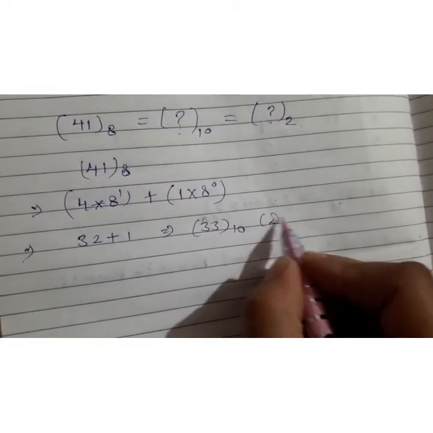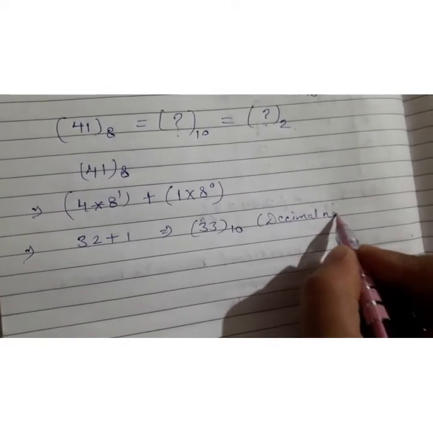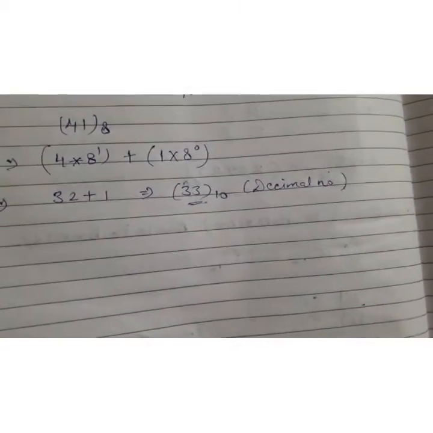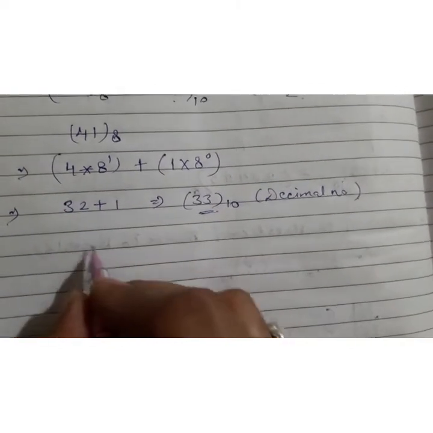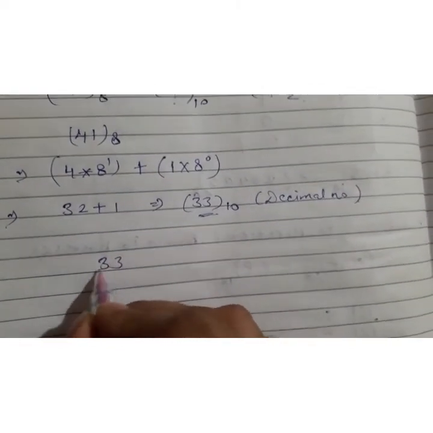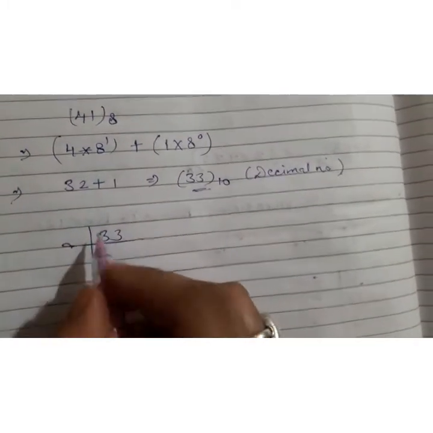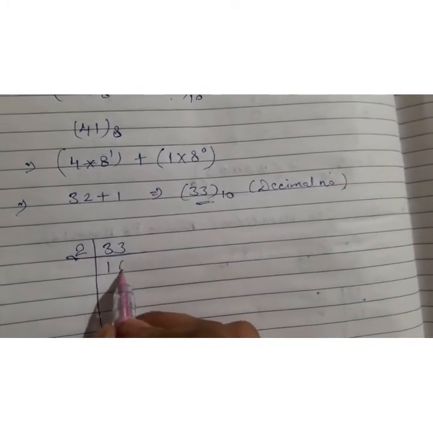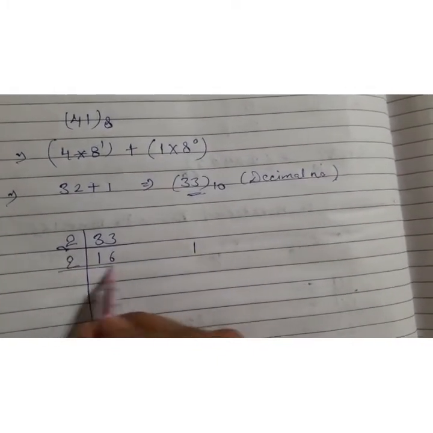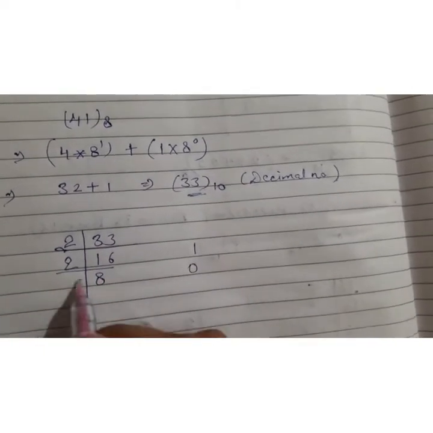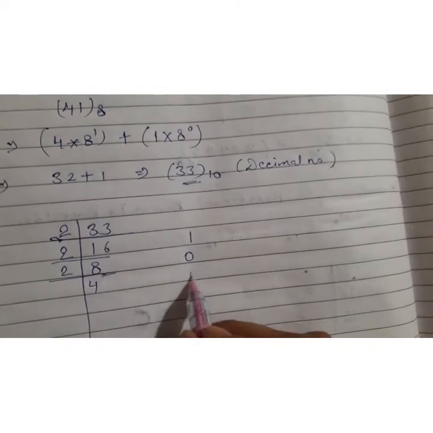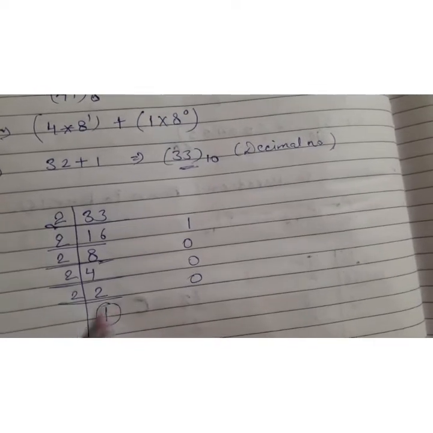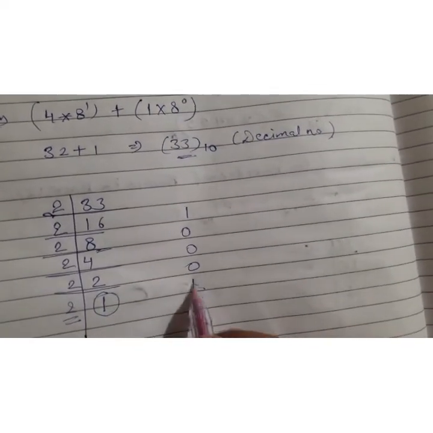In base 10, we now have a decimal number. Now we need to convert this decimal into binary. So for decimal to binary conversion, we take 33 and divide it by 2 and concentrate our mind on the remainders. 2 into 16, remainder 1. 2 into 8, remainder 0. 2 into 4, remainder 0. 2 into 2, remainder 0. 2 into 1, 1 is left, it is not divisible by 2, so that is 1.